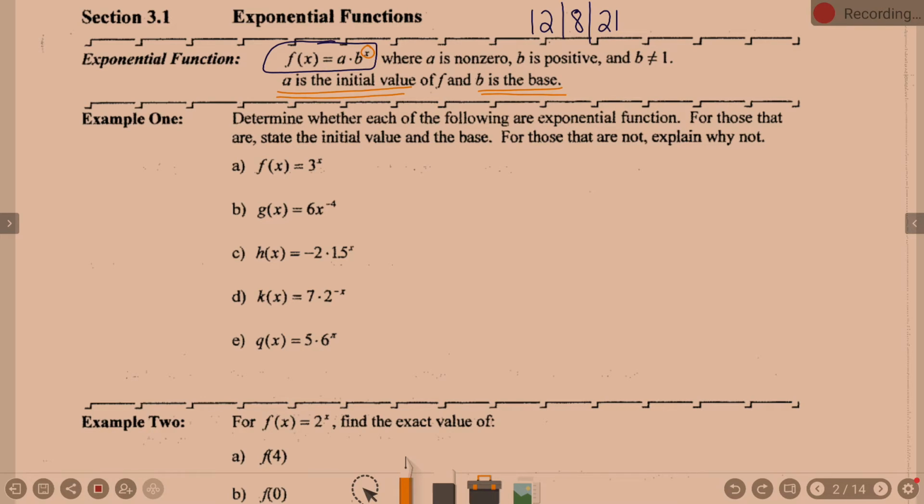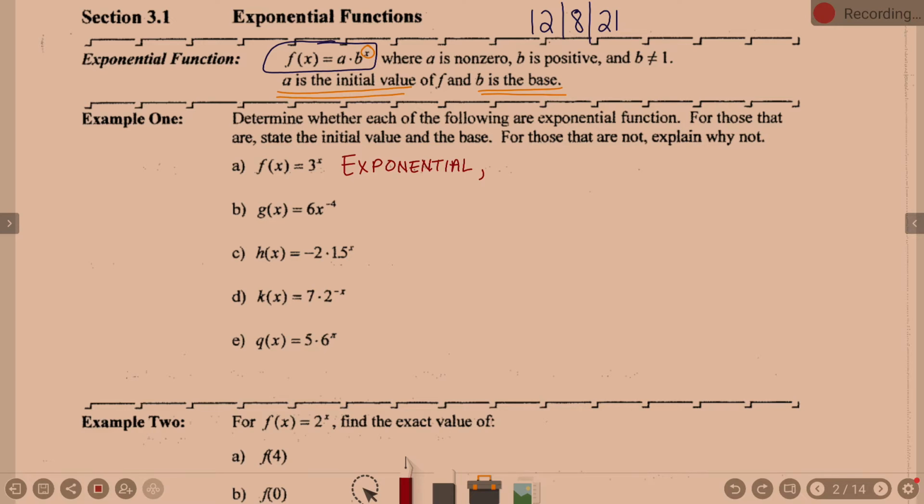Is it exponential or not? What do you think? Yes. It makes sense for it to be exponential because x is where? In the exponent, right? So I'm going to agree that it is exponential. Now, if it's exponential, we have a couple questions to answer, right? We need to state the initial value and the base.